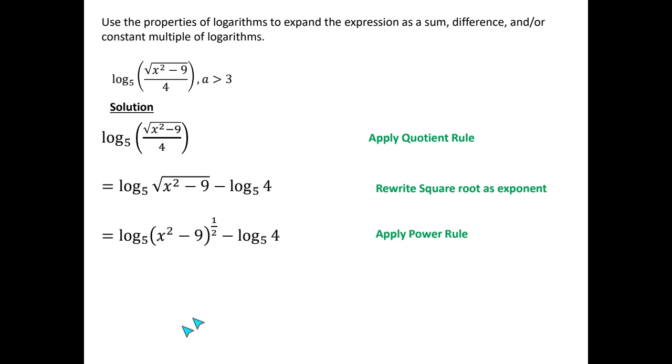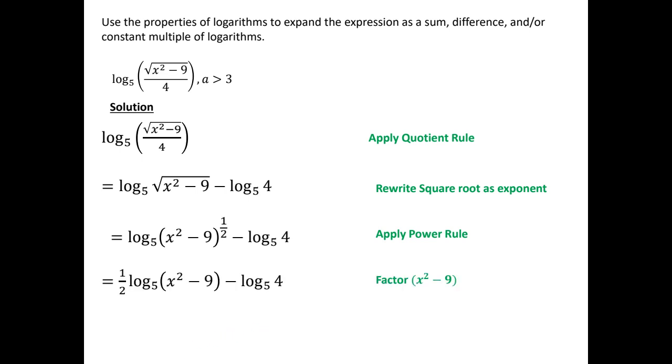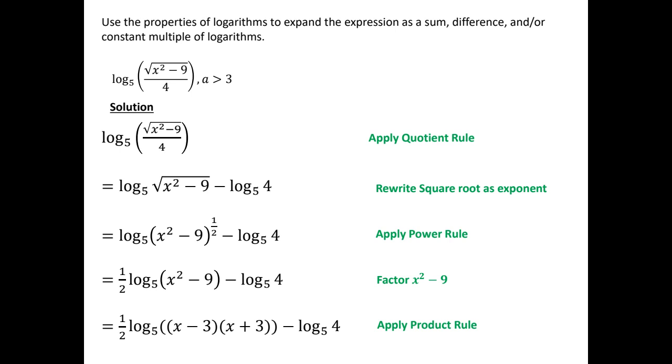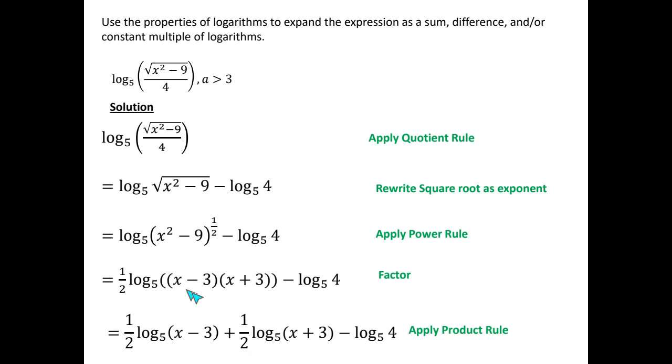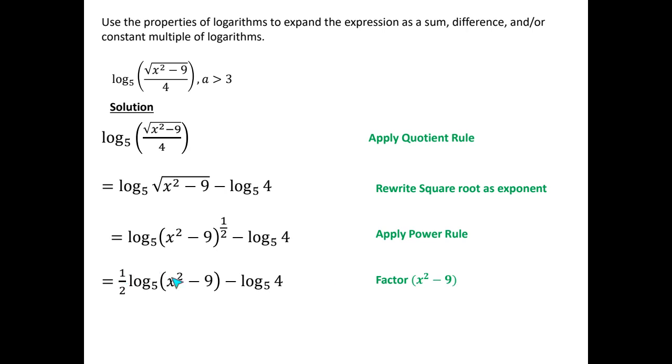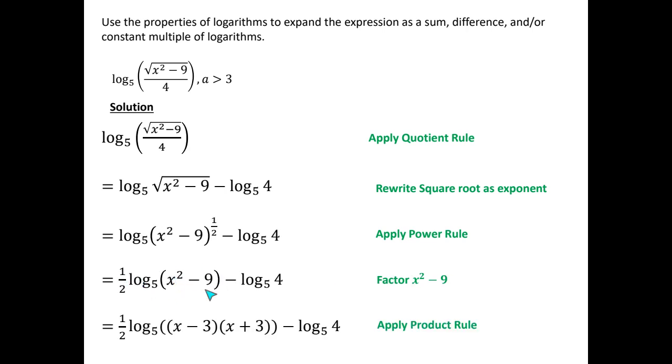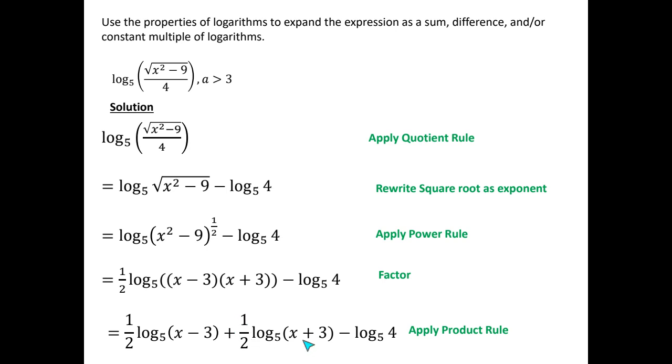And now these are being multiplied together. So I can apply the product rule, which means that I can separate with addition. But don't forget that you have a half in the front, so the half would need to be applied to these two when we separate it. So we're going to have 1/2 log 5 of x minus 3 plus 1/2 of log 5 of x plus 3. So again, the plus comes from us having this multiplication that can be separated using the product rule. And so my final answer for this is going to be this last expression here.